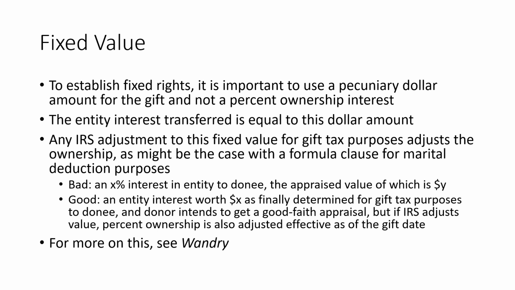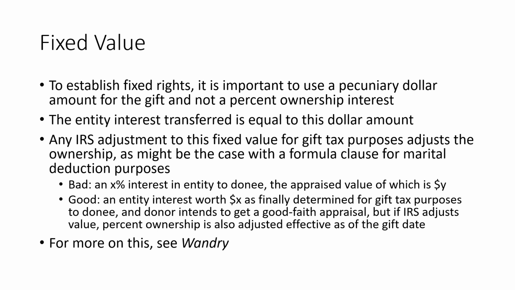Now, to establish these fixed rights and avoid any sort of condition subsequent or gift back, what you have to do is use some sort of fixed pecuniary dollar amount for the gift and not a percent ownership interest or number of shares. So down the road, you can let the dust settle and know what entity interest was actually transferred, but the entity interest that is ultimately transferred may not be known for many years, but will ultimately be equal to this dollar amount. So what you're doing is fixing the dollar amount up front. You're not going to adjust the dollar amount at all, so there's no condition subsequent.